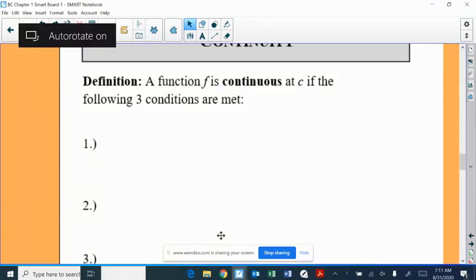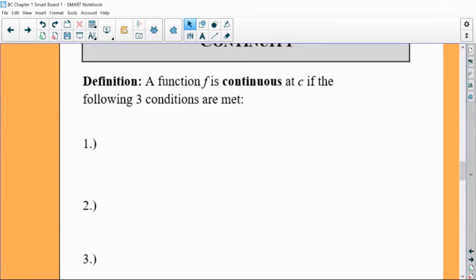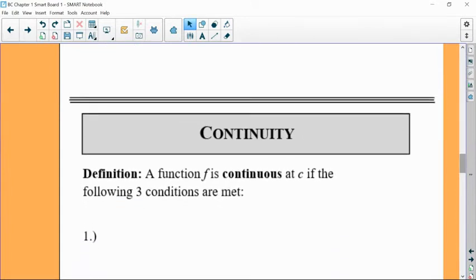Okay, so the next thing I want to talk about is continuity. And continuity is kind of like your next step in terms of we're looking at limits and seeing if limits exist. And then the next thing we're going to analyze is how the function's behaving. Is it continuous or not continuous?